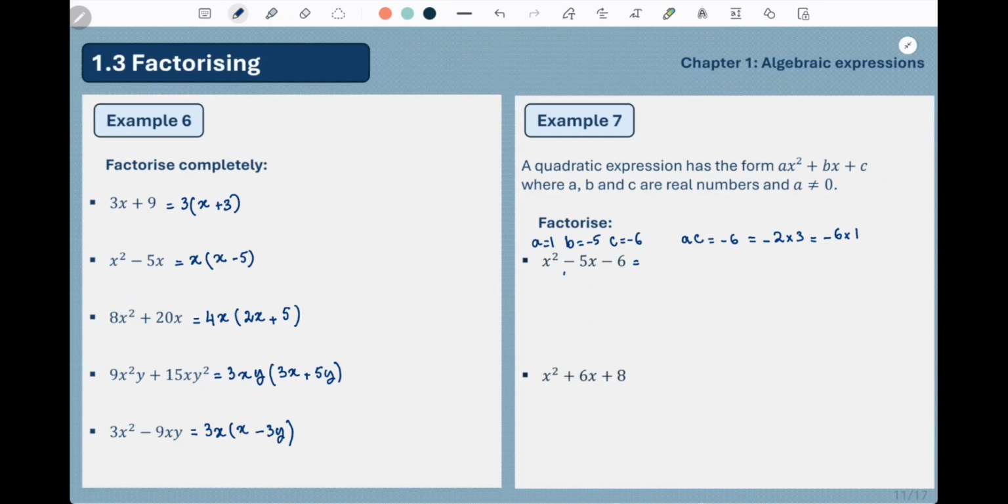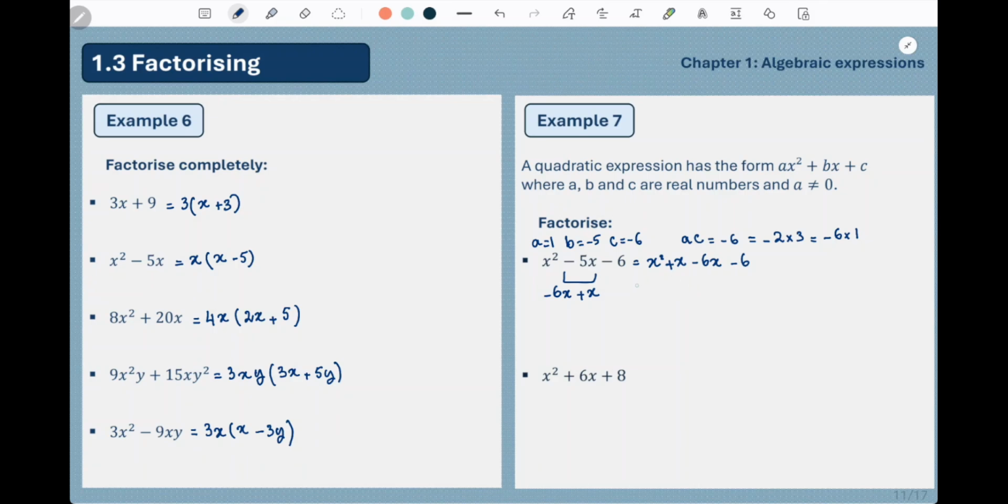So now I know that I have to split my minus 5x as minus 6x plus x. You can see this is the same thing. Minus 5x is the same as this sum over here. So let me write it in a way that I'd be able to factorize. Okay, so I would write x squared plus x. So I'm just flipping the order. Minus 6x minus 6.